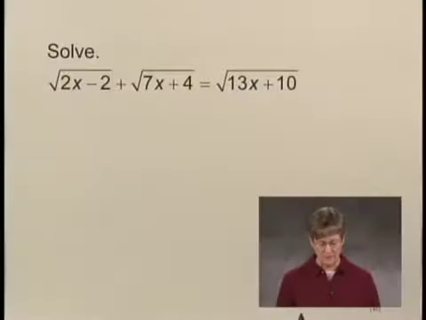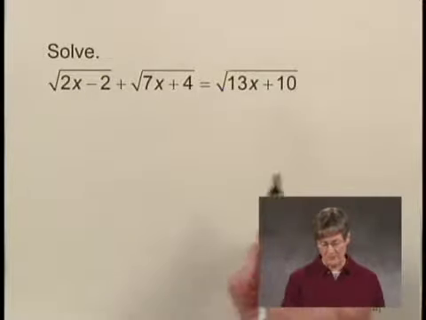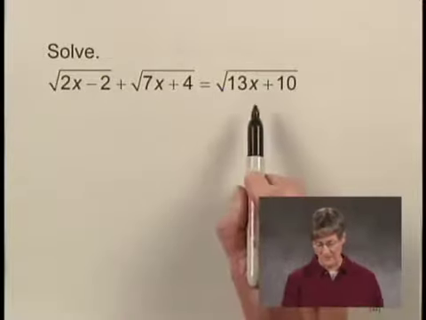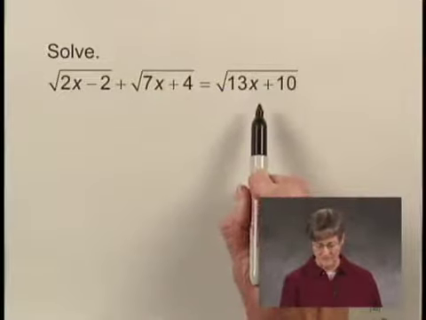We'll solve a radical equation. The equation that we have is the square root of 2x minus 2 plus the square root of 7x plus 4 equals the square root of 13x plus 10. Now we have three radicals in this equation, and one of them is isolated on one side of the equal sign, so that's a good place to start.